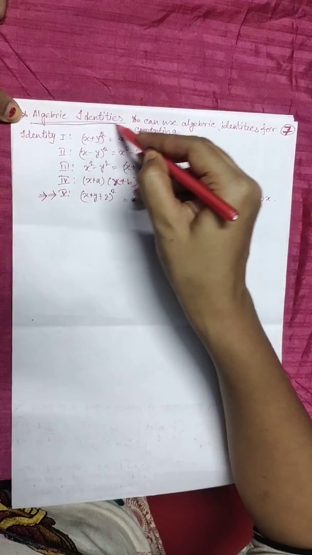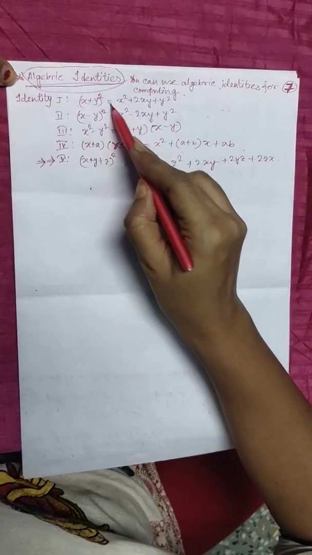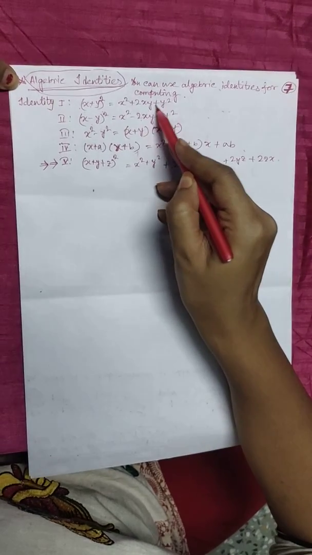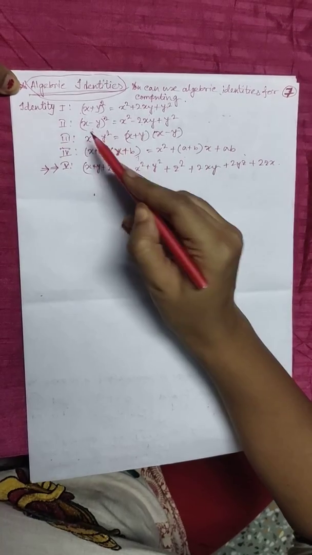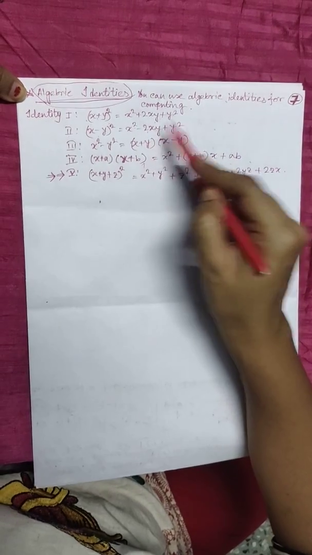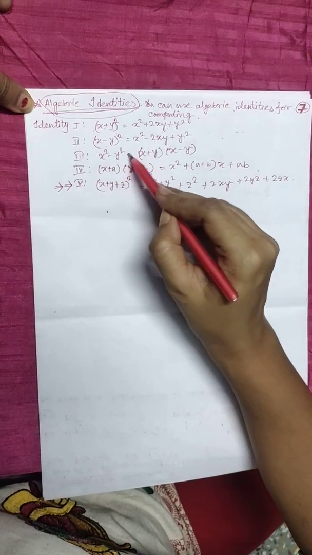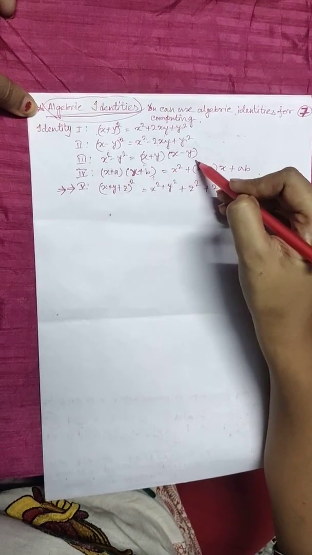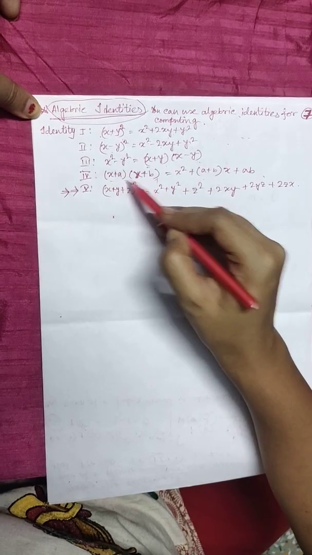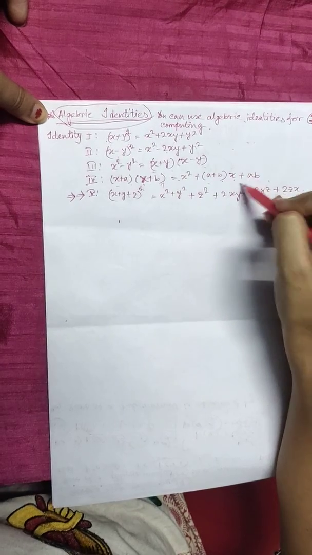So, algebraic identities. Today's topic is algebraic identities. What are the algebraic identities? Identity 1: (x plus y) whole square, we write it as x square plus 2xy plus y square. Identity 2: (x minus y) whole square is equal to x square minus 2xy plus y square. Identity 3: x square minus y square is equal to (x plus y) into (x minus y). And identity 4 is (x plus a) into (x plus b), which is equal to x square plus (a plus b) into x plus ab.